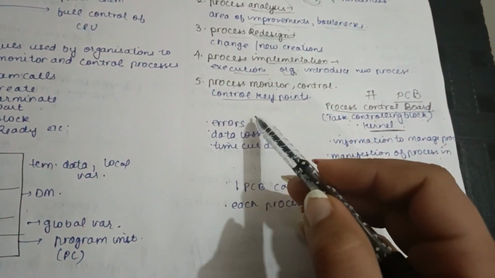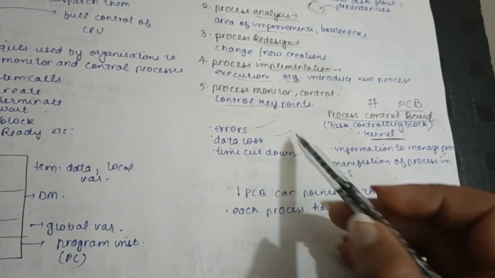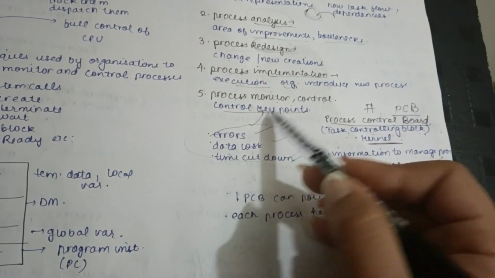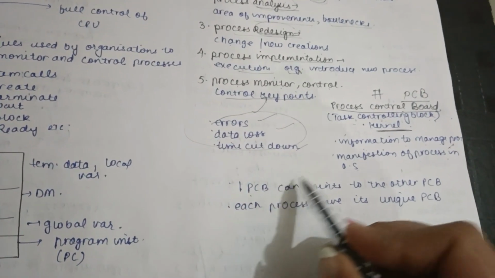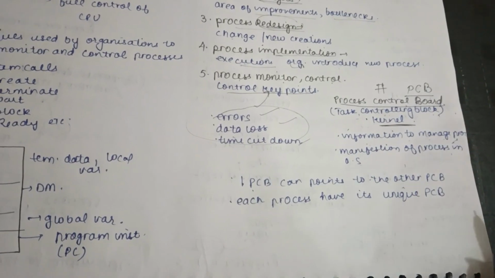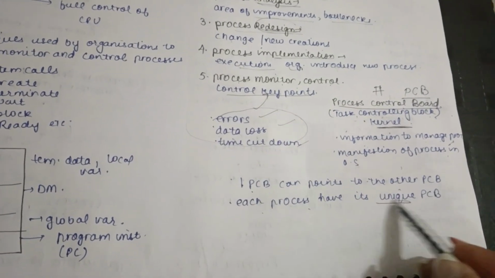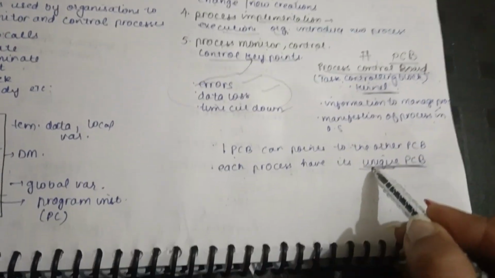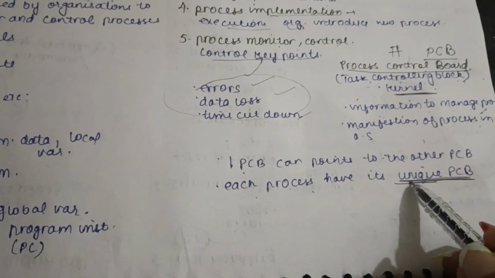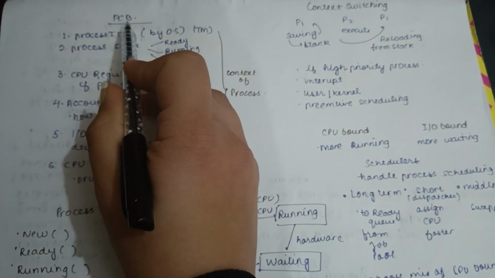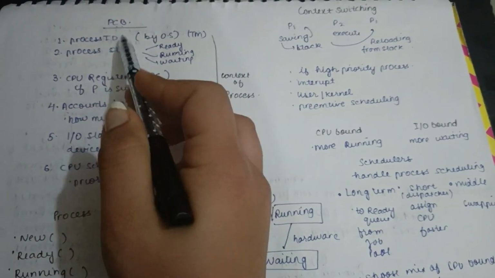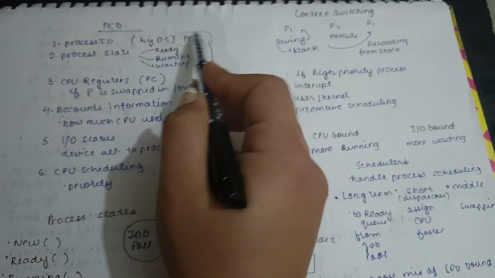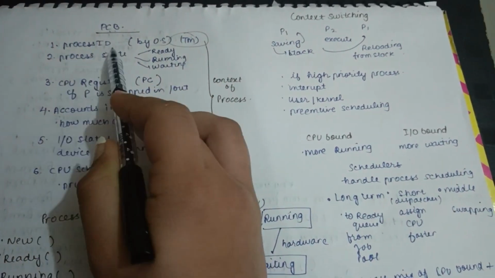So it helps us with errors, data loss, and time cut down. These were all the points that need to be covered in the monitor control. So one process control block can be linked to another process control block, and each process has a unique PCB. This must be remembered. The components of the PCB start with the process ID, which is provided by the operating system. We can see it in the task manager. Every process has a unique ID.